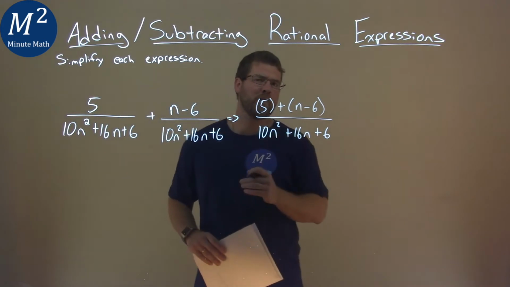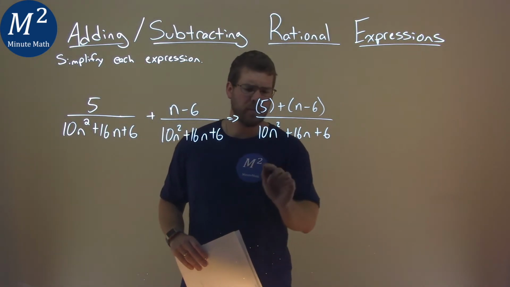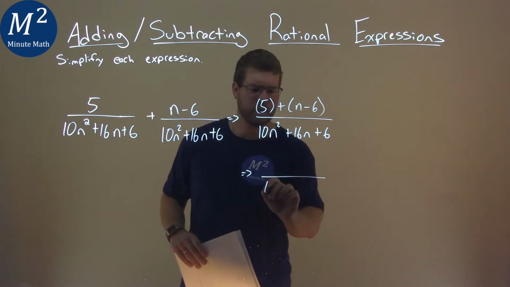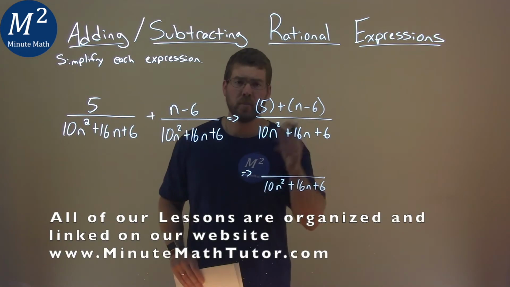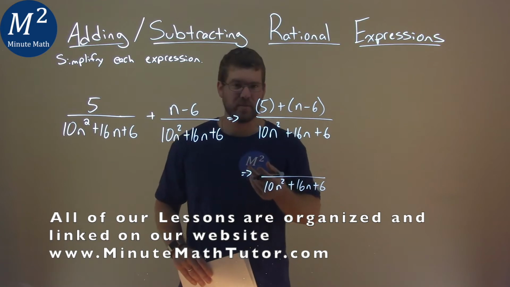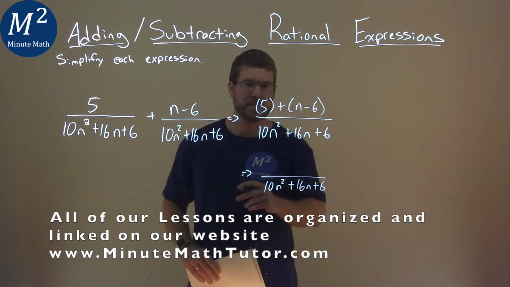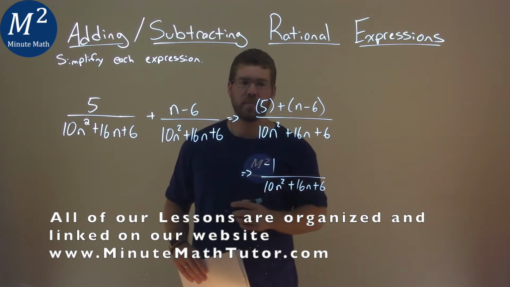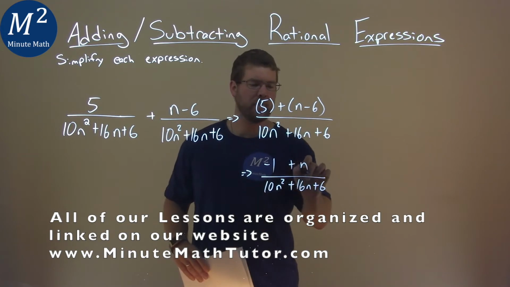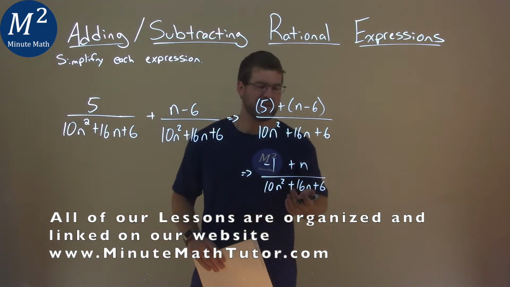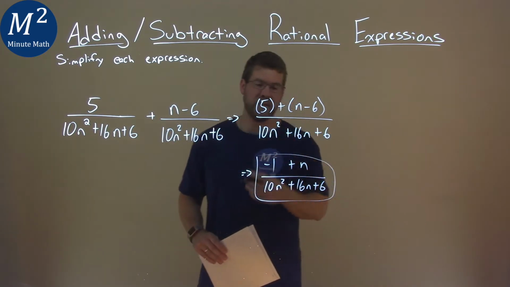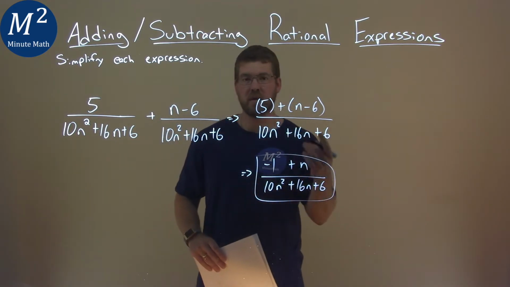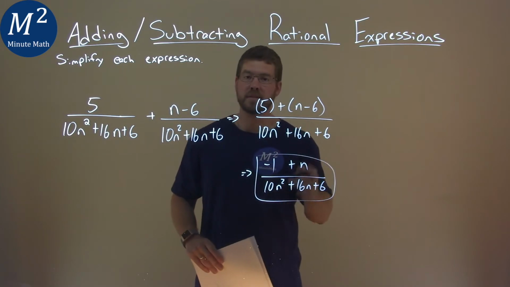So where do we go from here? Well, our denominator we keep the same, let's leave that there, our 10n squared plus 16n plus 6. The numerator, we combine our like terms. 5 and a negative 6 add together to be a negative 1. We just have that n come down. And we're basically done here. There's nothing else that we can do to simplify this. And so my final answer is just negative 1 plus n over 10n squared plus 16n plus 6.